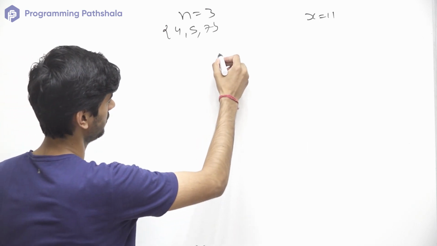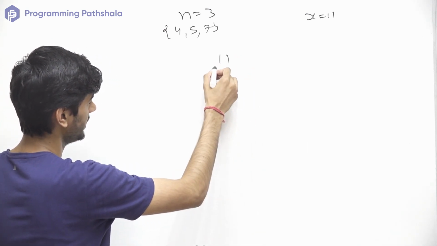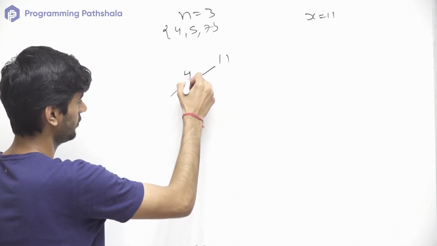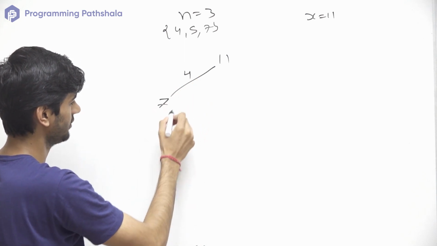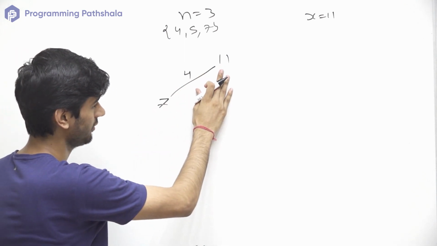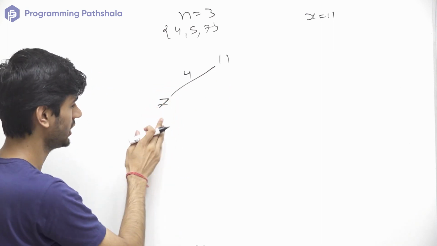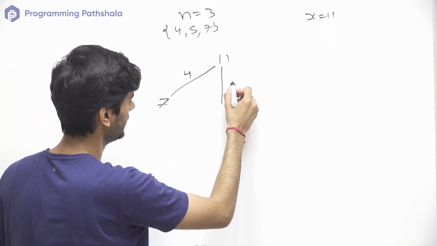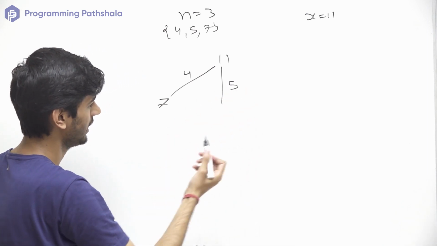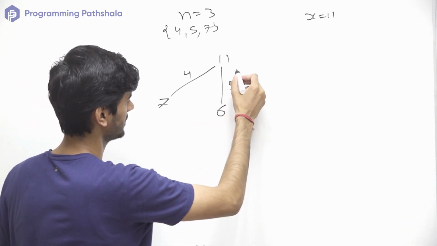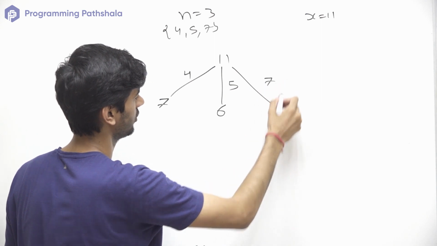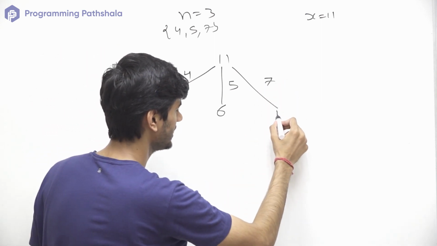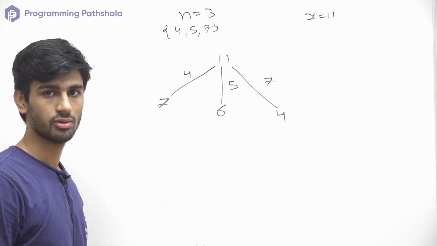So we want a sum of 11. The first possibility is that we can get a coin with value 4. In that case, the remaining value will be 7, because we wanted a sum of 11 and we got a coin with value 4. Similarly, for the second possibility, we can get a coin with value 5. In that case, the remaining value will be 6. And the third possibility is that we can get a coin with value 7. In that case, the remaining value will be 4, right?